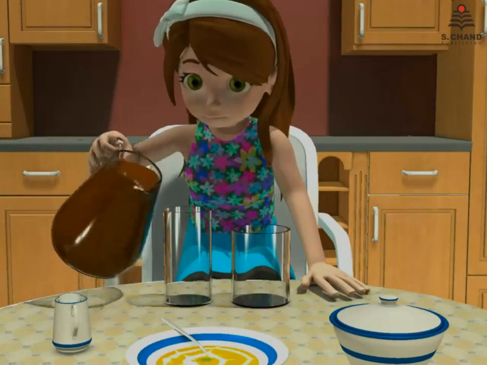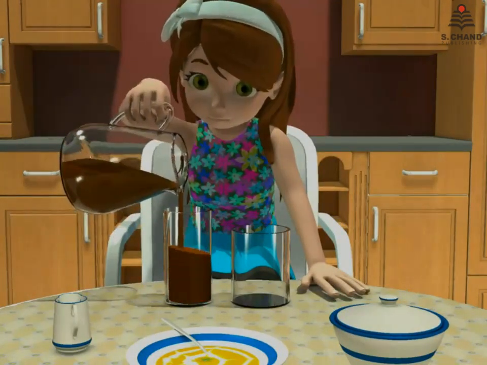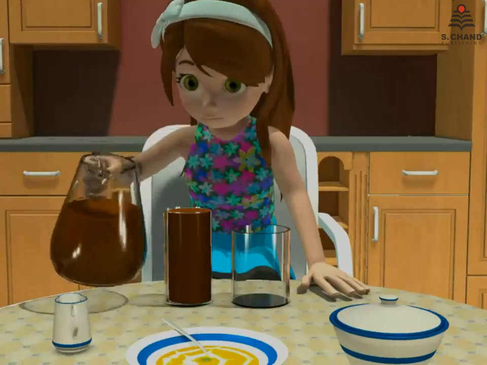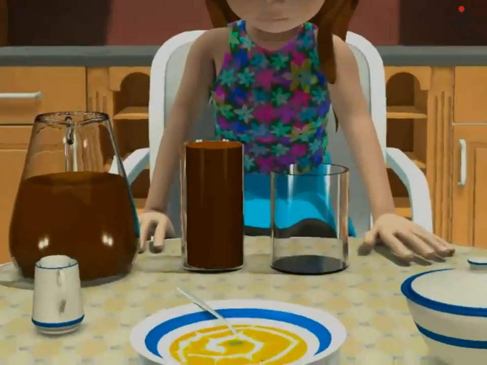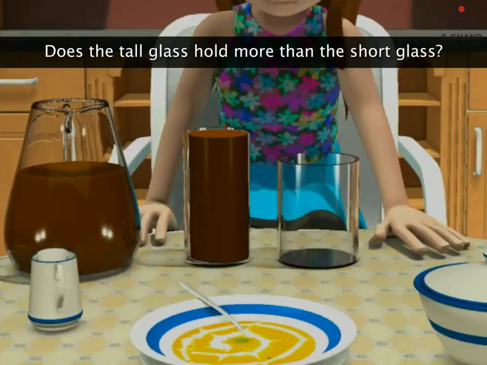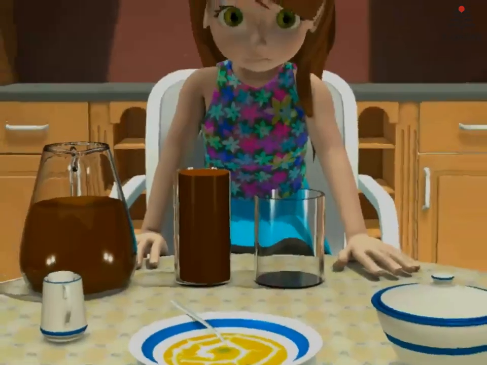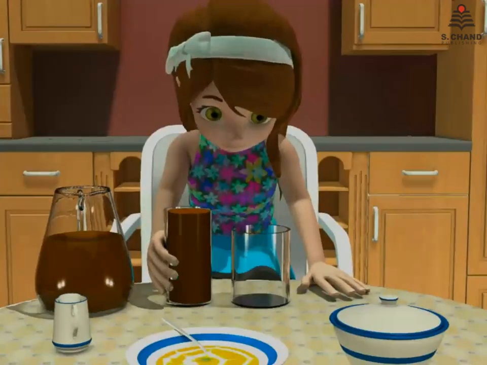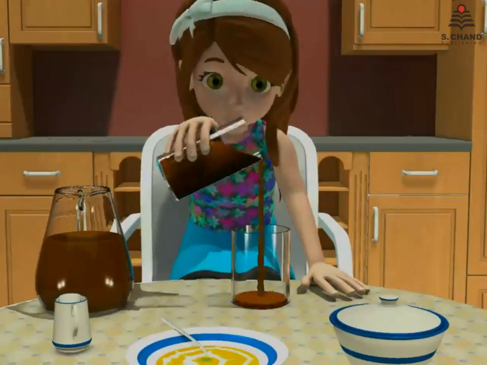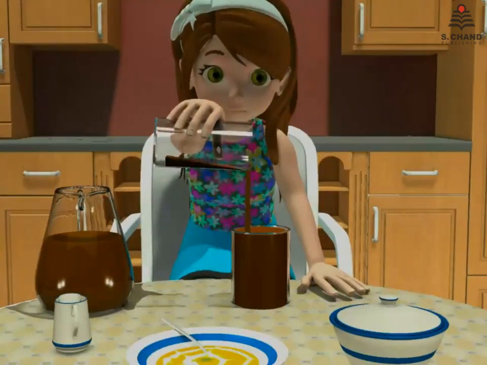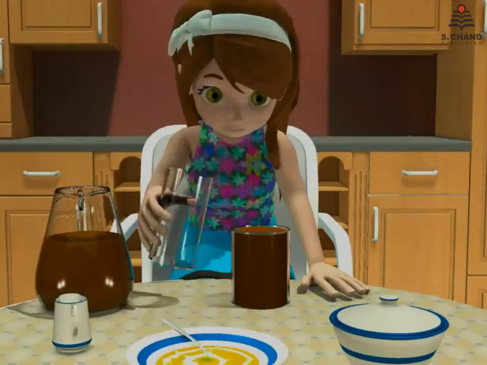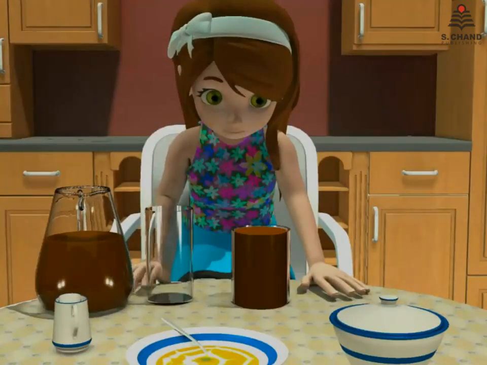Sela loves to have chocolate milk. She prefers it in a tall glass because she thinks it can hold more. Does the tall glass really hold more chocolate milk than the short glass? Let's see. Well, the short glass holds as much chocolate milk as the tall glass.